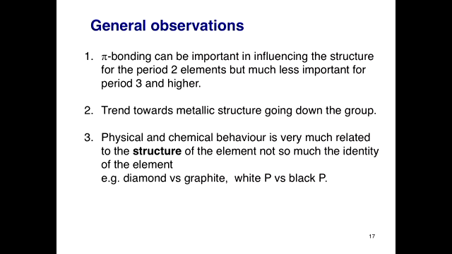And the final point there, the physical and chemical behaviour is very much related to the structure of the element, not so much the identity of the element. And that's really nicely demonstrated by diamond and graphite and white phosphorus versus black phosphorus, with red phosphorus being intermediate. In particular, make sure you understand why white phosphorus is so reactive, red phosphorus less reactive, and black phosphorus barely reactive at all.